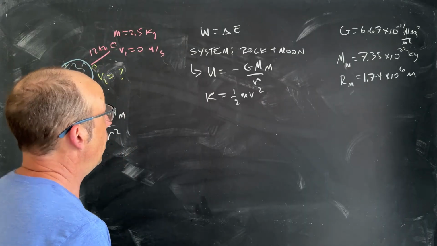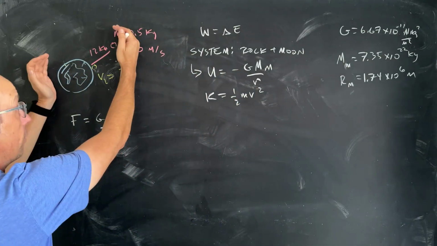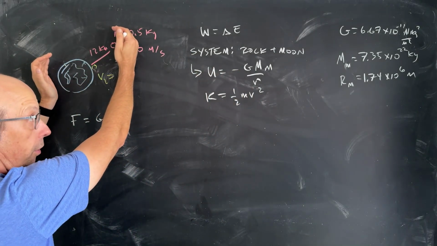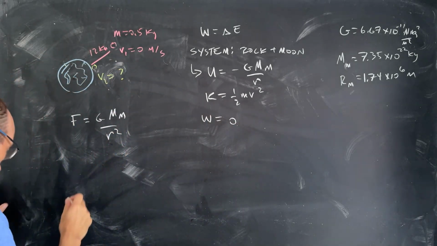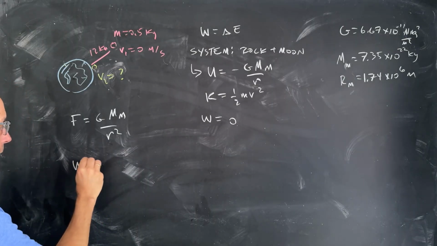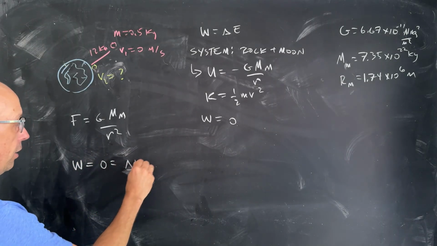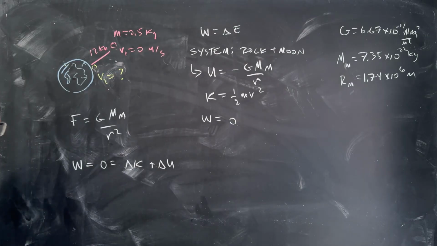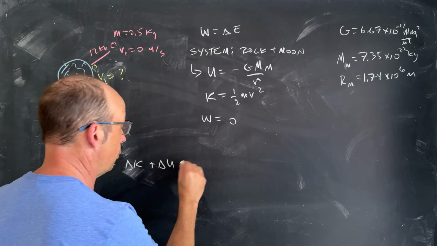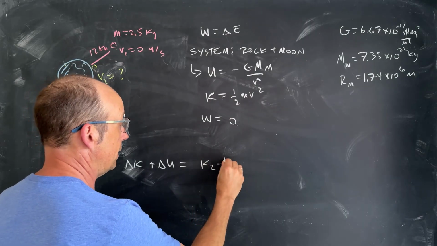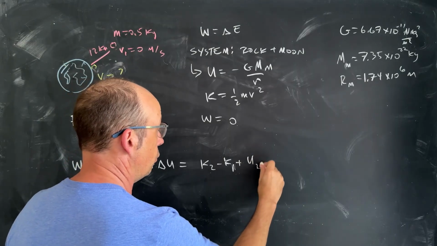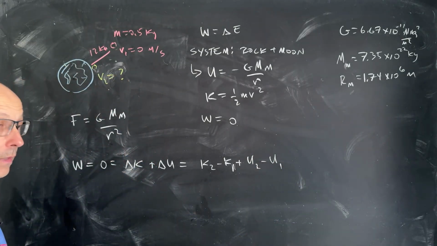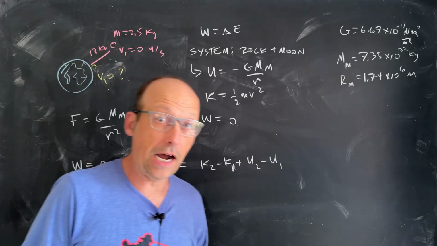Okay. Now, in that system of the rock and the moon right here, there's no other interaction, so the work done is 0. So that's important too. So now our work energy equation looks like this. Work is 0, and it's going to be the change in kinetic energy plus the change in gravitational potential energy. Well, let's just start putting in our things here. So this is going to be equal to K2 minus K1, that's the change in kinetic energy, plus U2 minus U1. Now, are any of these values 0?